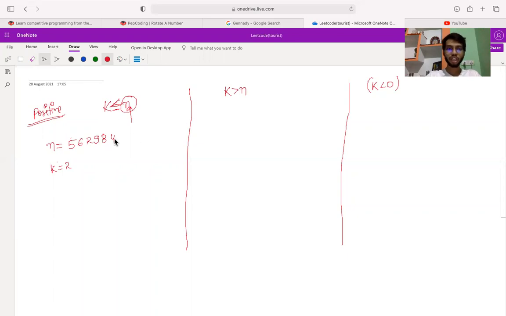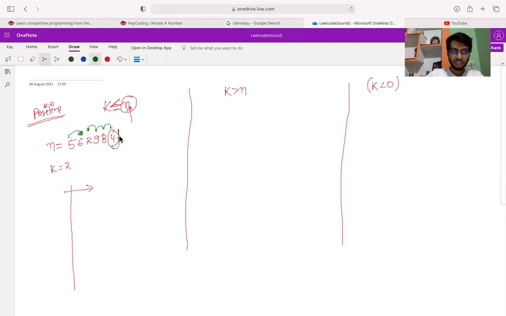So what do we need to do in this condition? Firstly, let me understand the meaning of rotation. For example, if the problem statement says that we need to rotate this number by 1, what we have to do is shift each digit to its right. 5 shifts one place, 6 shifts, 2 shifts, 9 shifts, 8 shifts, and 4 shifts plus 1.